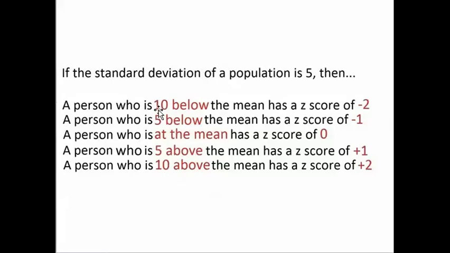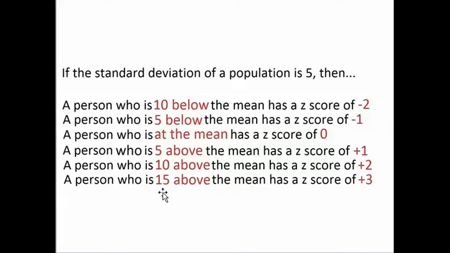A student in the class who's 10 below the mean would be 2 standard deviations of 5 below the mean, so that student would have a z-score of -2. If you start at the mean of the class, and you go down by 5, and you go down by 5 again, you've gone 2 standard deviations below the mean, and you've reached a student who's 10 below the mean, and that student has a z-score of -2. That student has a z-score of -2 because that student is 2 standard deviations below the mean.